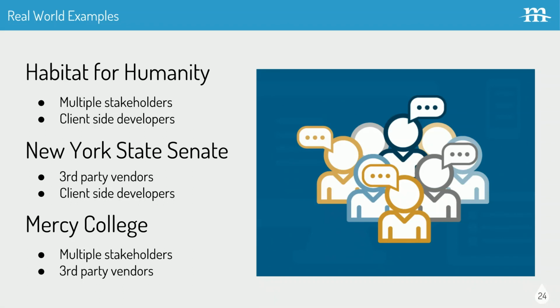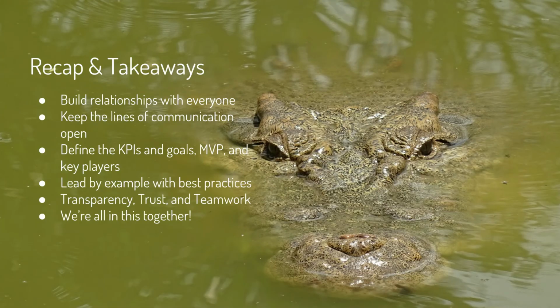And lastly, I'd just like to do a quick recap and some takeaways. So the key takeaways here: build relationships with everyone, keep the lines of communication open, define the KPIs and goals, the MVP and key players, lead by example with best practices, follow the 3 T's: transparency, trust, and teamwork. And remember, we're all in this together. And if you can manage that, then hopefully that crocodile in the murky water won't get you.